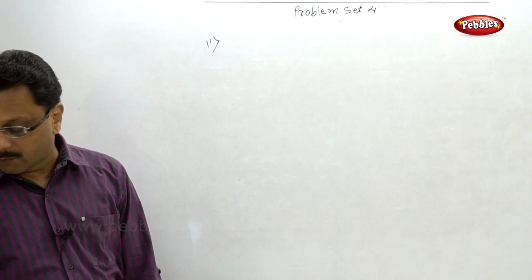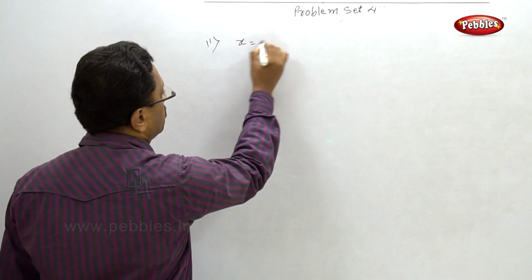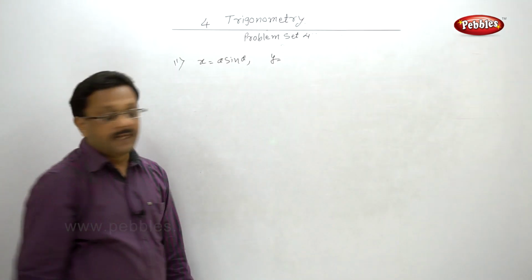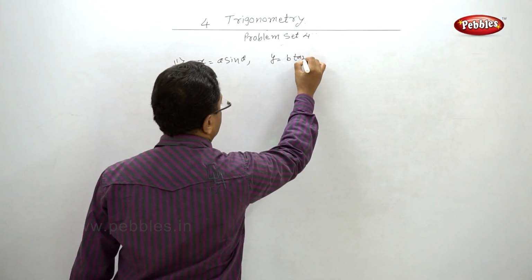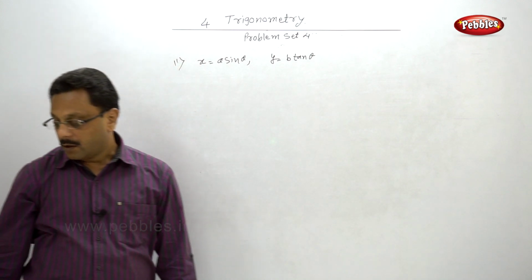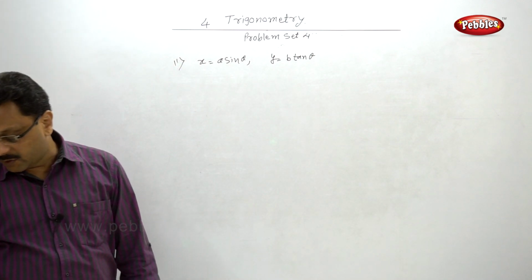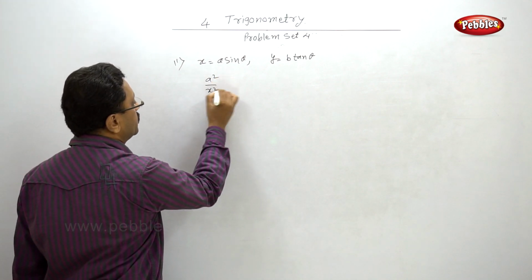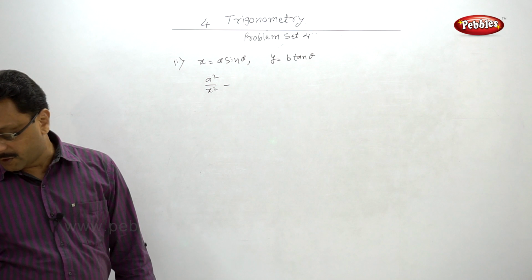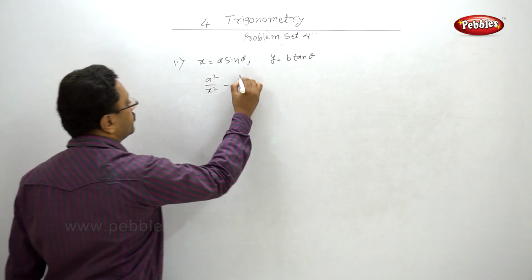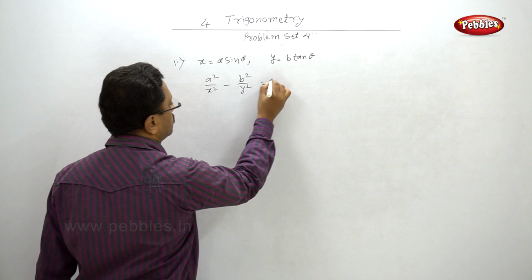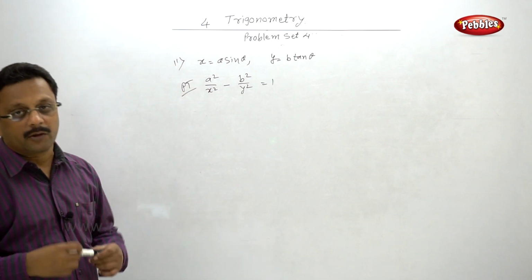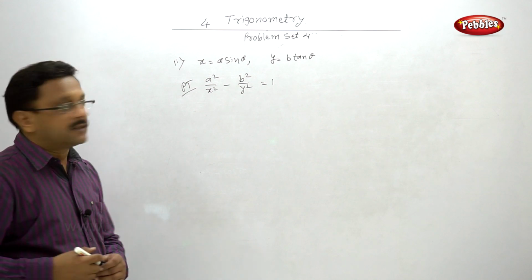If x equal to a sine theta and y equal to b tan theta, then prove that a square upon x square minus b square upon y square equal to 1. Prove that. Extremely simple. I am not going to solve this. Let us discuss this first.